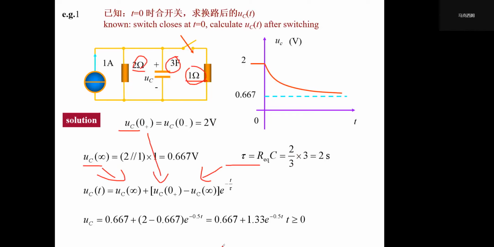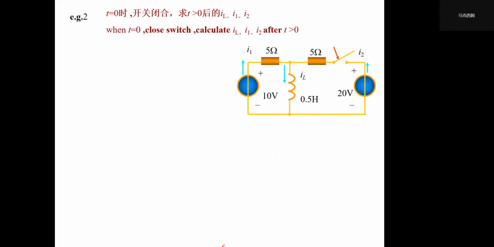Okay, so we have UC. Almost that simple, right? Just that simple. Let's take another example.